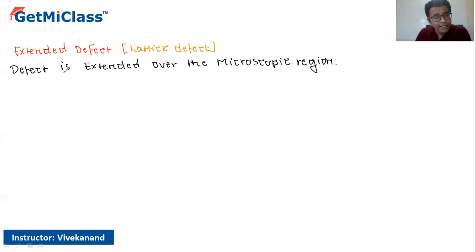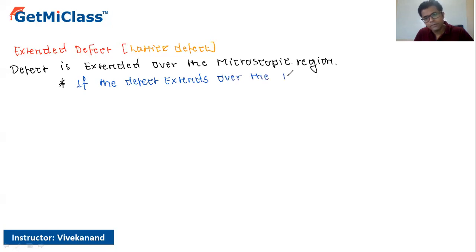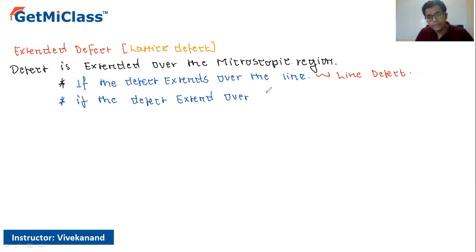Now this extended defect is of two types. As I said, it can cover the entire line. If the defect extends over the line, then we consider it a line defect. On the other hand, if the defect extends over the entire plane, or we can say a surface, right? At that moment, we call it a plane defect.